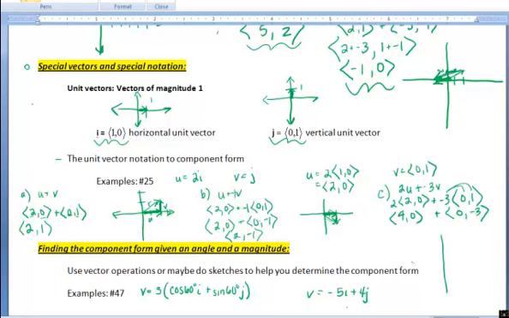If you were to sketch this one, what we're going to be getting is over 1, 2, 3, 4. That's my piece right here. And then down 1, 2, 3. So here we're going to get 4 comma negative 3.